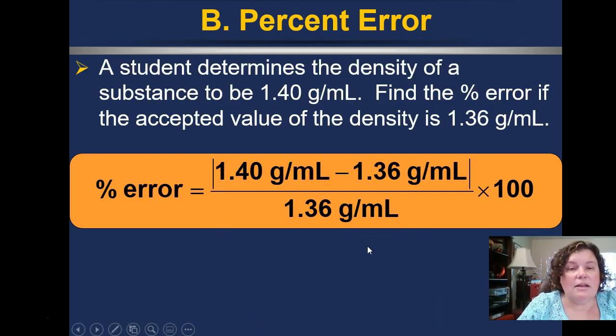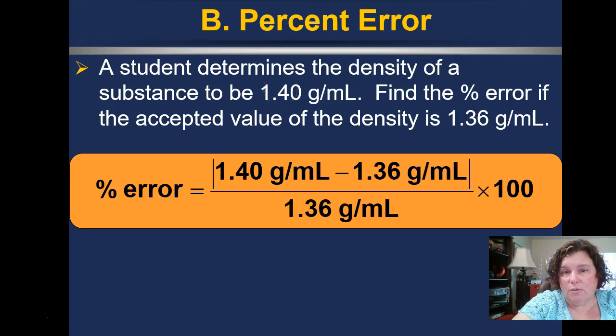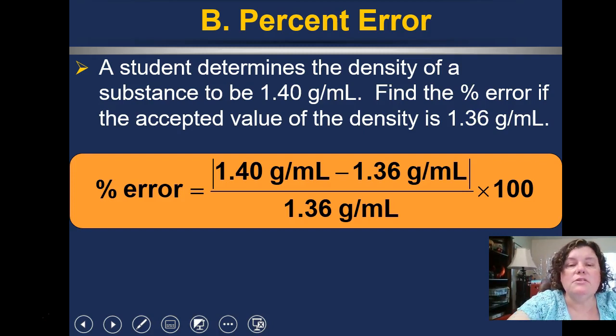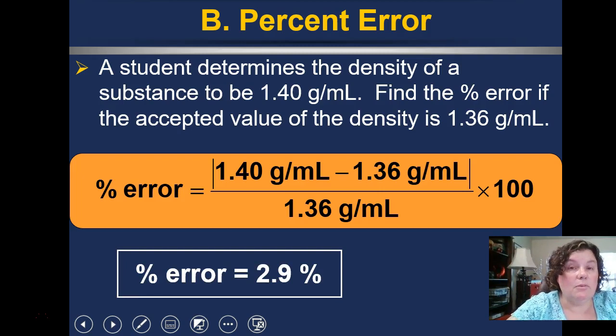So it kind of looks something like this. If we're trying to find the density of an object and the student in the lab finds it to be 1.40 grams per milliliter, and the accepted value, the value that's found in the book, is 1.36 grams per milliliter, the experimental value is going to be the 1.40, and the accepted is going to be the 1.36. So you plug them in. Here's your experimental minus your accepted, divide by what's accepted, times 100, and you're going to get a 2.9% error, which is great. That means you're really quite accurate.